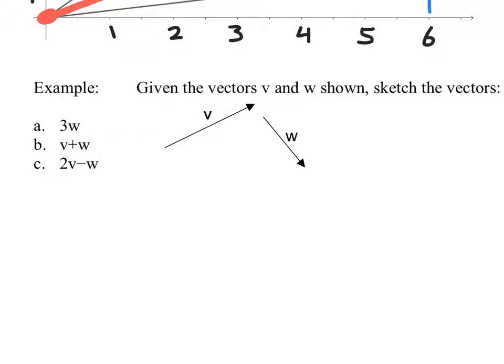It's really just an index card kind of thing. So for A, get my pen going.